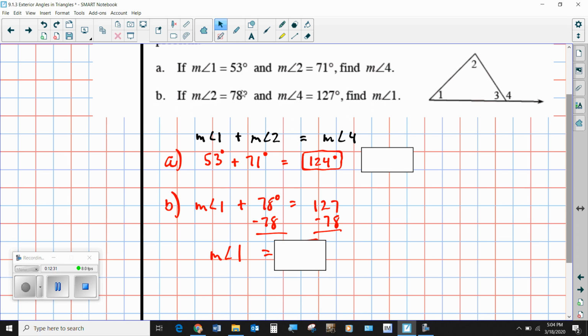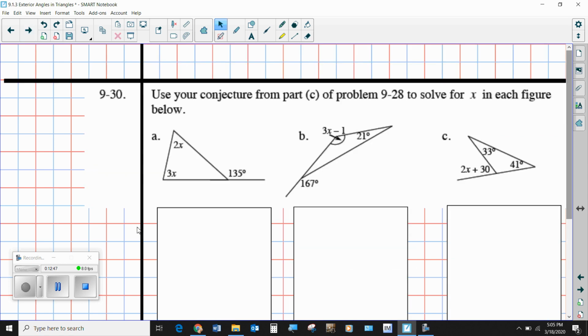Now we know that angle 2 is 78 degrees, and we know the exterior angle is 127. So now we're going to use some algebraic reasoning to solve for angle 1. Subtracting 78 from 127, and you should get 49 degrees. All right, problem 3, once again, pause, use some algebraic reasoning. I'm going to go over these very quickly, and this will end our lesson.